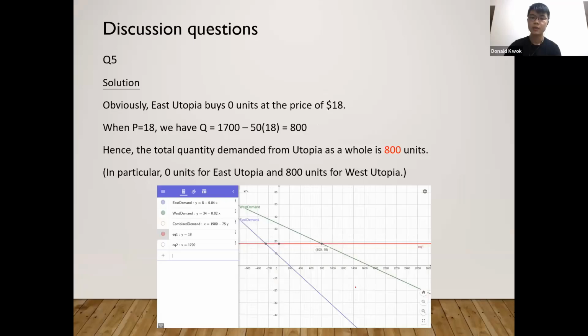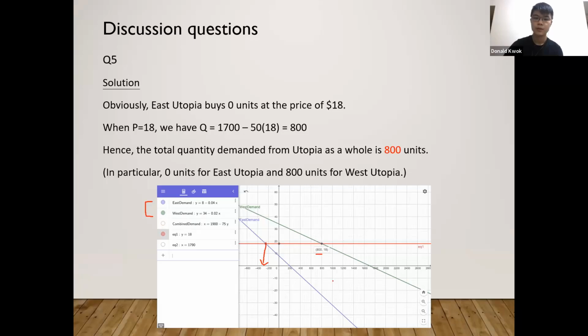All right, so you can actually do it in GeoGebra as well. What you need to do is to type the individual demand of East Utopia and West Utopia first, and then draw a line, y equals 18, to denote the price of 18. As you can see, at the price of 18, the quantity demanded from East Utopia is a negative value, so we just take it as 0. While for West Utopia, the quantity demanded is 800. So the total quantity demanded from Utopia as a whole would be 800 units.